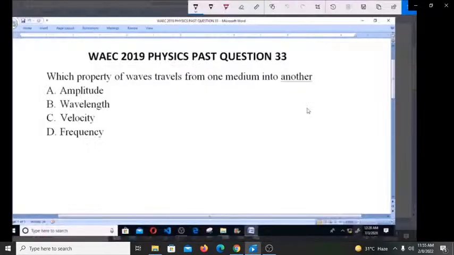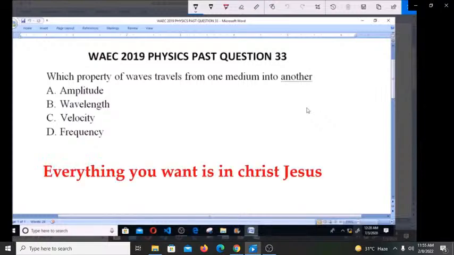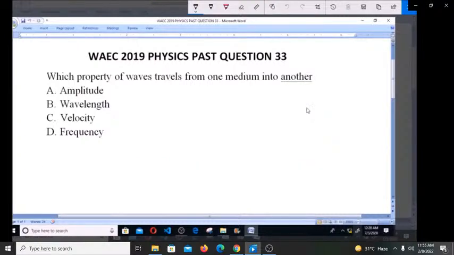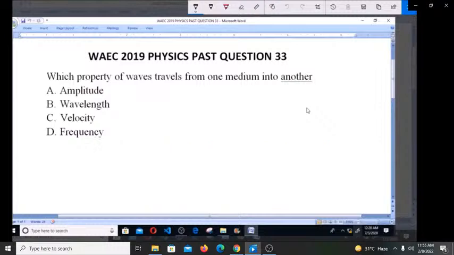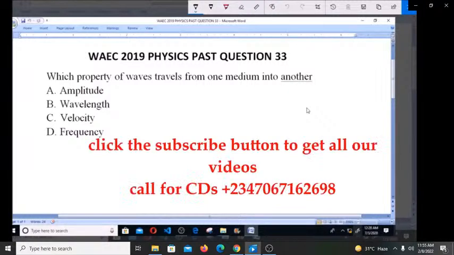Let's look at WAEC 2019 physics past question number 33. Which property of waves travels from one medium to another? A, amplitude, B, wavelength, C, velocity, D, frequency. Now let's define these various properties of waves so that we can know the one that fits the answer.